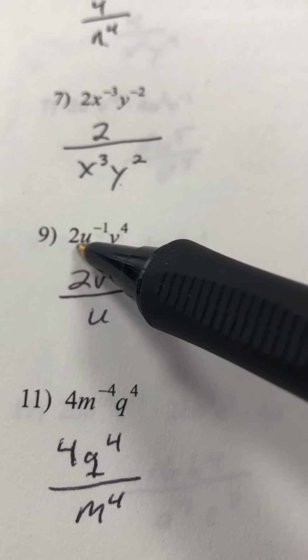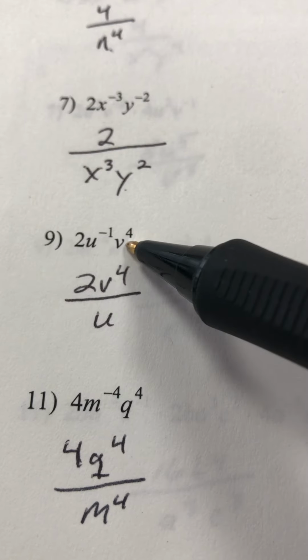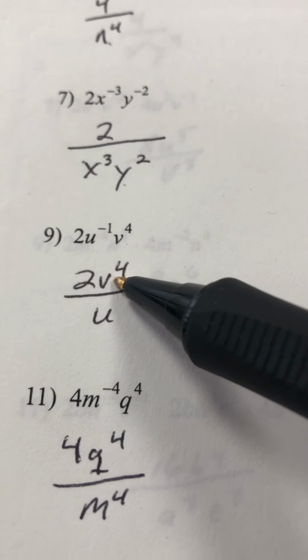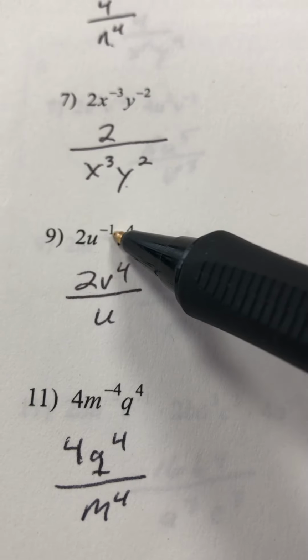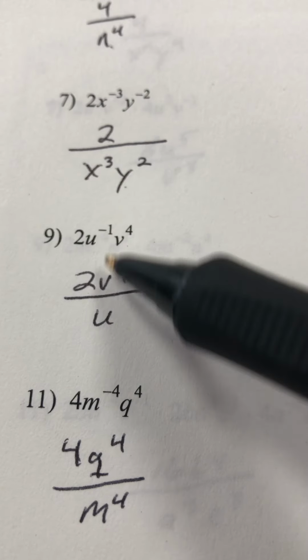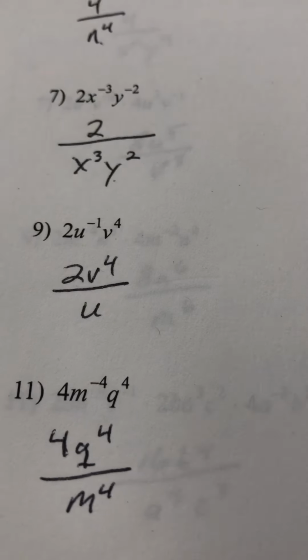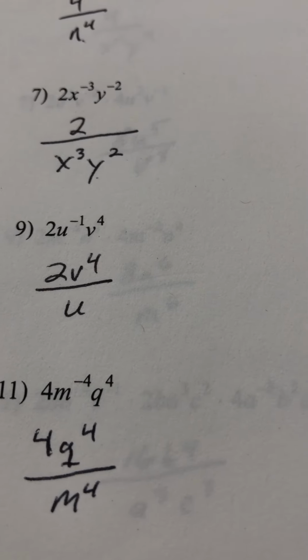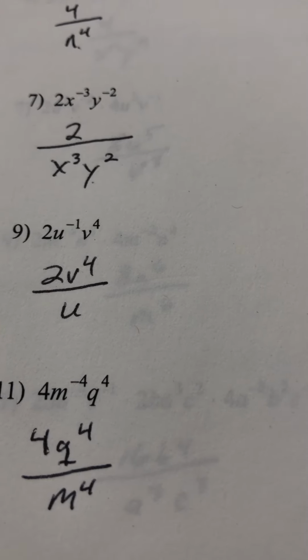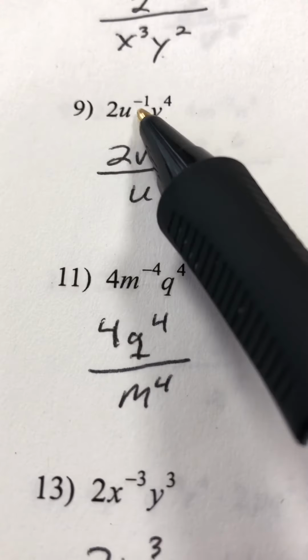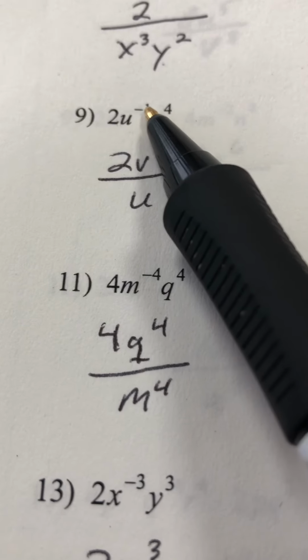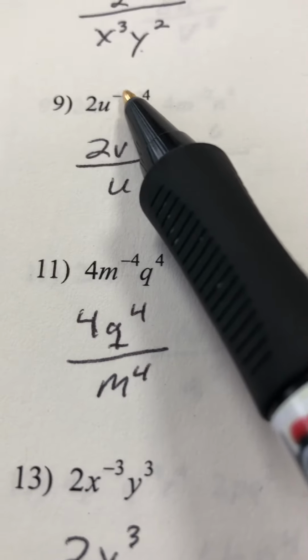Number 9, the 2 and the v to the 4th stay above as a numerator. The only thing that's going to go below for the denominator is the u to the -1, and it just becomes u. You could put a little 1 there, but everything is to the 1st power. We don't write the 1st power because you don't need to see it. Here we needed to see the -1 because it gave us direction to put it down as a denominator.